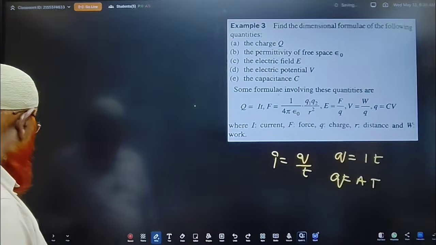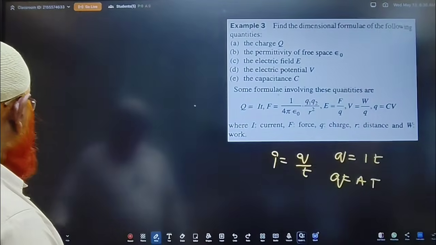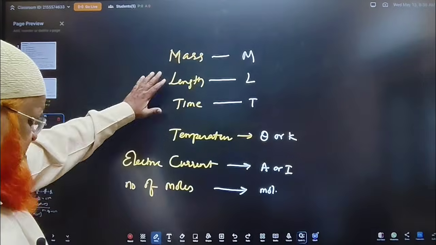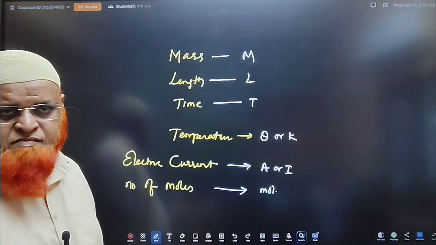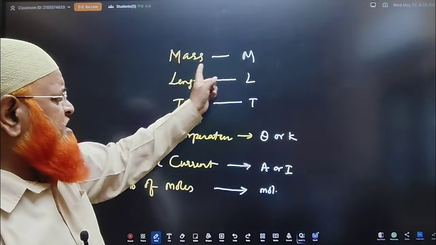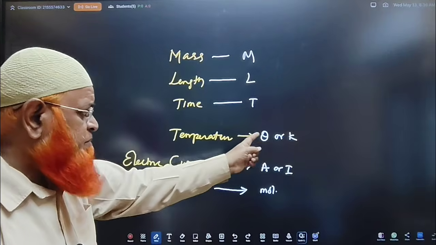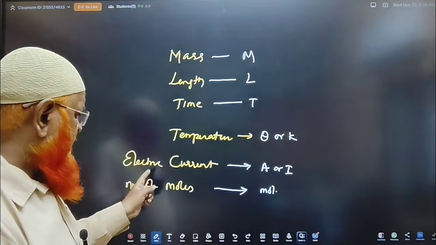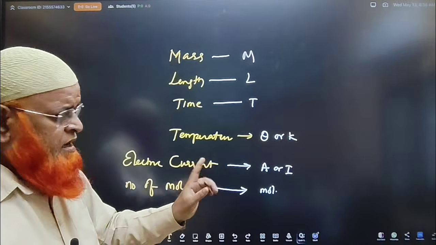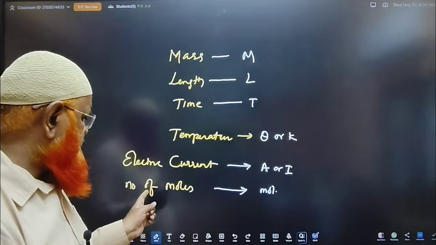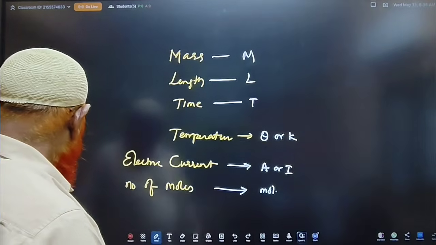What is the dimensional formula for charge? Just A T. Hope you are understanding what I am saying, because I told you in the first slide that mass is represented with M, length L, time T, temperature theta or K, and electric current A or I. A means ampere, and the number of moles is represented with mol.